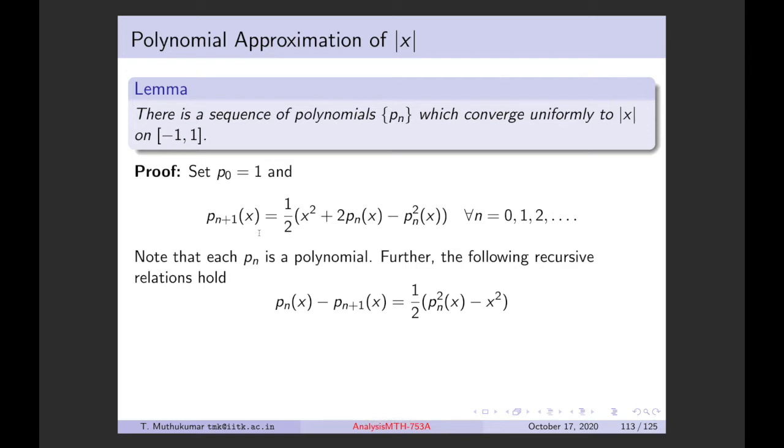You can verify immediately that they satisfy this recursive relation, that is, p_n minus p_{n+1} is half of (p_n squared minus x squared). This is the recursive relation satisfied by the definition that we have given for the (n+1)th polynomial. You can verify this immediately: just take p_{n+1}, take p_n, subtract them, and you can reduce it to this form.